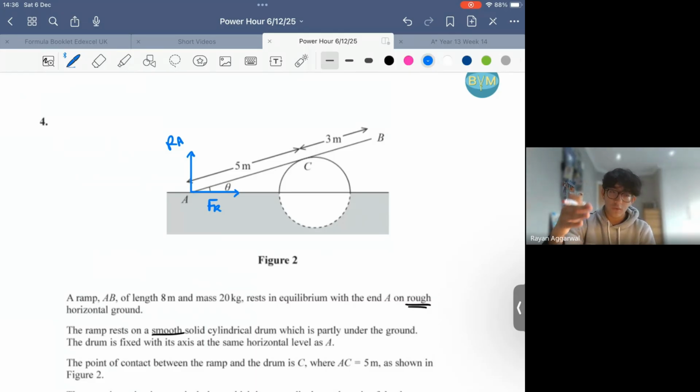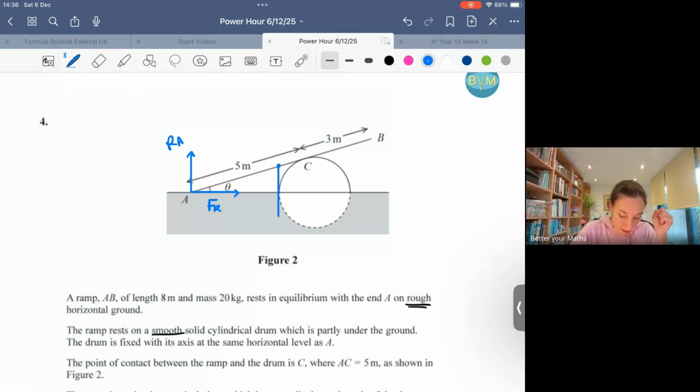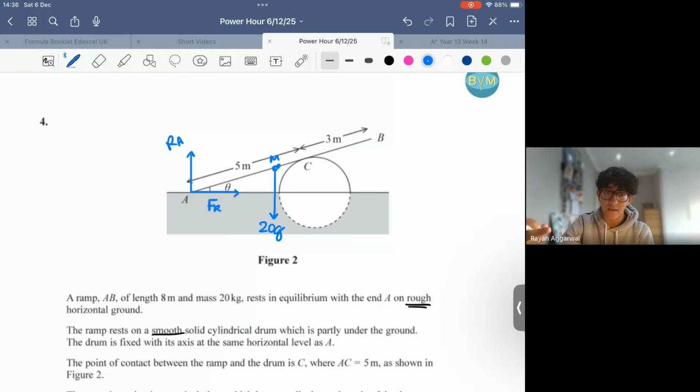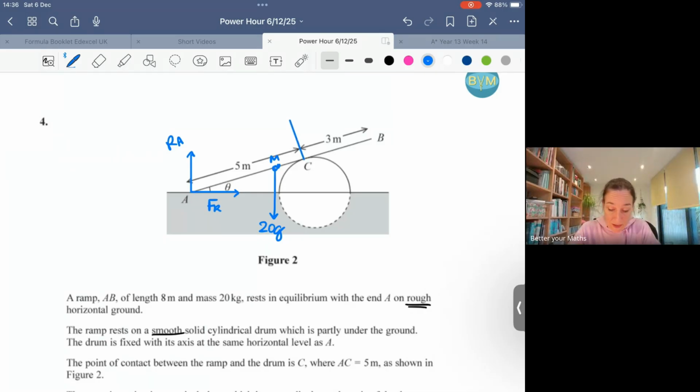4 meters along the bar, there'll be 20 g acting downwards. Exactly. The weight, it looks like it's perpendicular to the bar. So 20 g, that's the weight. Yeah, this is the midpoint. What else? One more. There'll be a reaction force at C, and I think it'll be going diagonally, perpendicular to AB. Perpendicular to AB. And in fact, they asked you why it is perpendicular to AB. Perfect. So those are all the forces that we have.